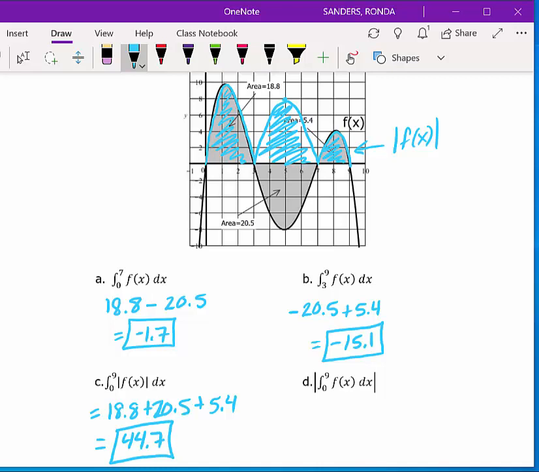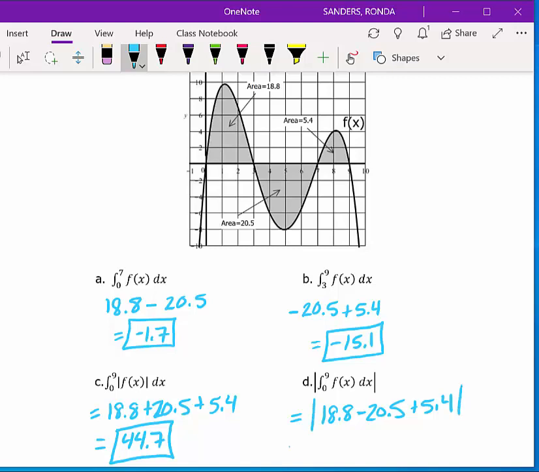For part D, instead of considering the graph of the absolute value of f of x, now we're still considering the integral from 0 to 9 of f of x dx. So if we consider the integral from 0 to 9 of f of x dx, we would have 18.8 minus the 20.5 plus the 5.4. And we would evaluate the absolute value of that. So 18.8 minus 20.5 plus 5.4. So we have the absolute value of negative 3.7, which gives me 3.7.